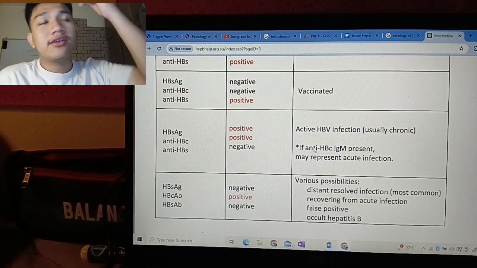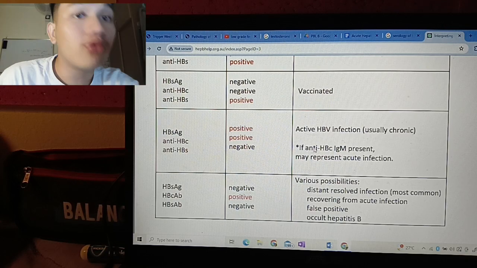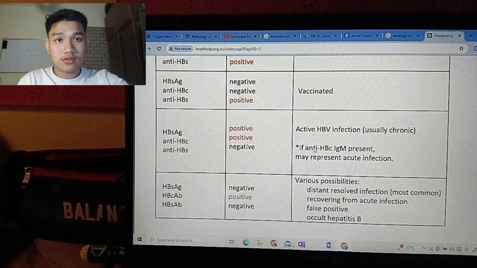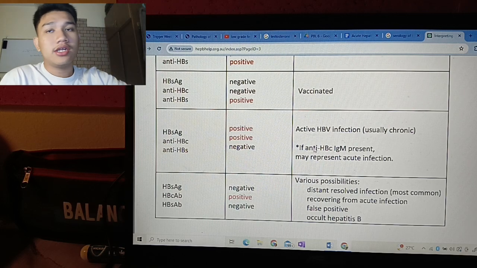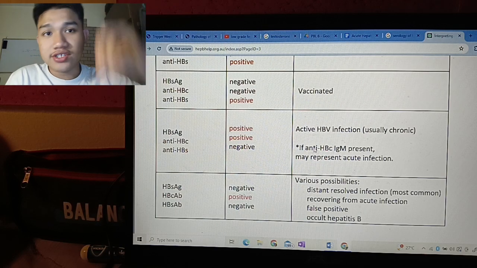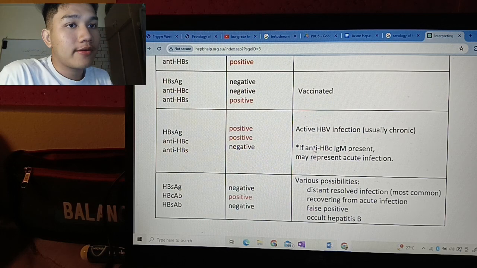Sebab apa? Sebab there is presence of antigen. Antigen has yet to be removed by antibody, by immune response. Okay? So bila ada antigen means belum resolve. Still in phase of infection. Masih berlaku infection on that patient. Okay?